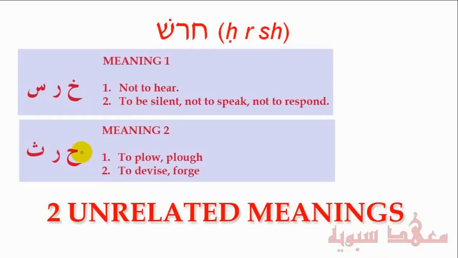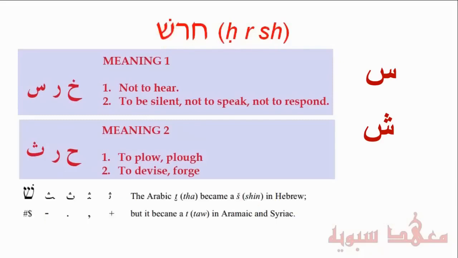In Hebrew, it's represented by one root. The middle radical is the same. So we have the ra, which is the r sound, similar to this root here. We have the sheen, which is actually a sin in Arabic. For example, in the word shalom, which means peace, in Arabic it's salam. And in Arabic, the sin and the sheen are two separate letters. And one final point I want to mention, the Arabic tha, which is this letter here, becomes a sheen in Hebrew. So this is the point I want to mention here.